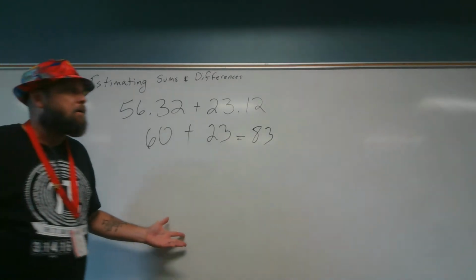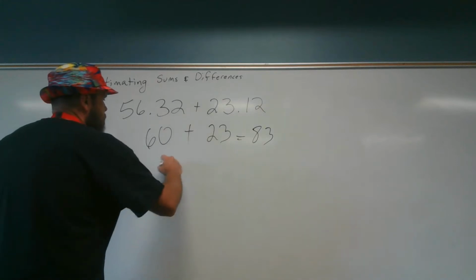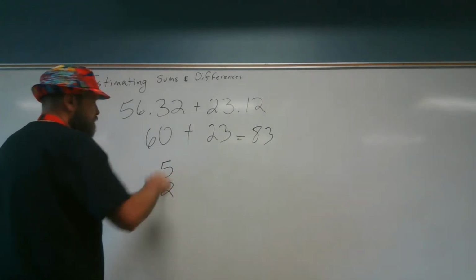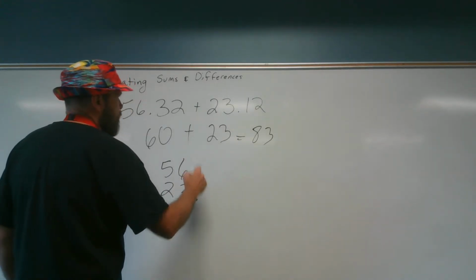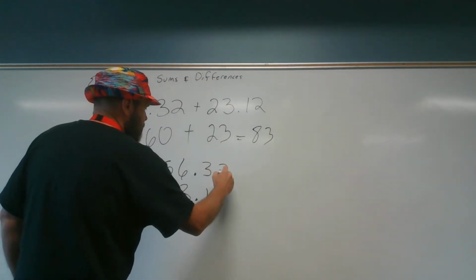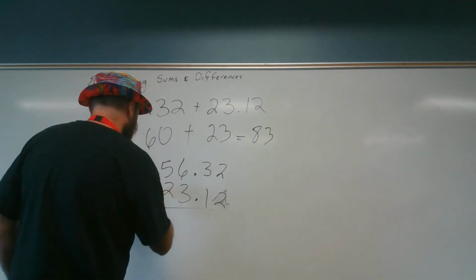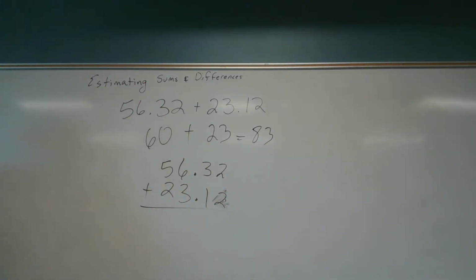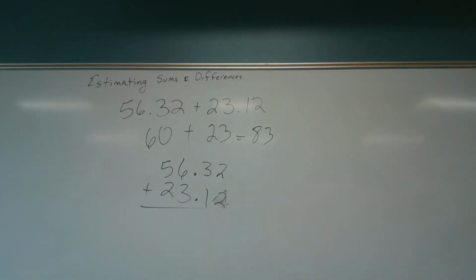When adding or subtracting decimal numbers, we line up the place value. So ones over ones, tens over tens. Decimal point over decimal point. Tenths over tenths. Hundredths over hundredths. Thousands over thousands. I don't have any thousandths over thousandths. Once I line up my place values, then it's just adding and subtracting like a normal person.